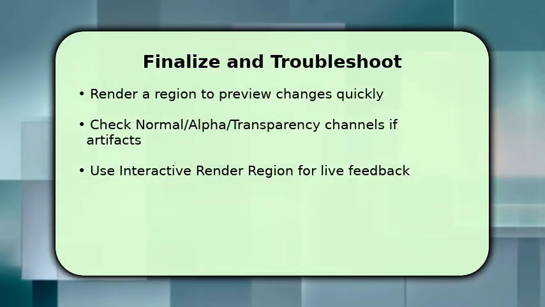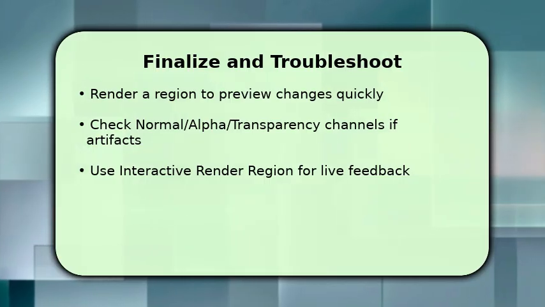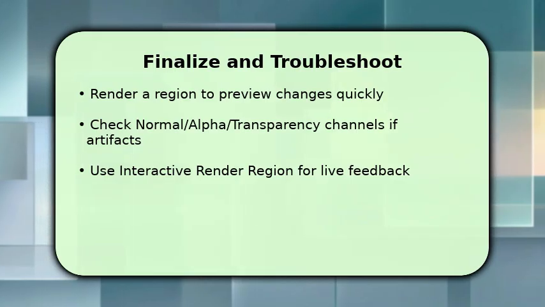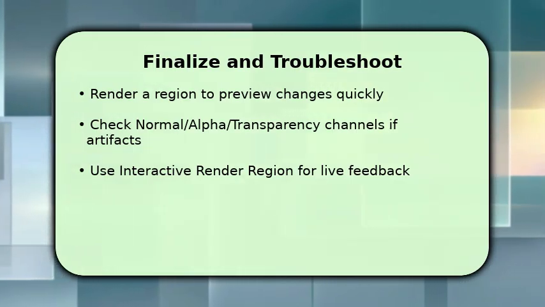If you see seams or odd shading, inspect normal maps, alpha channels, and reflection roughness settings. Wrong normal orientation or alpha can cause artifacts.